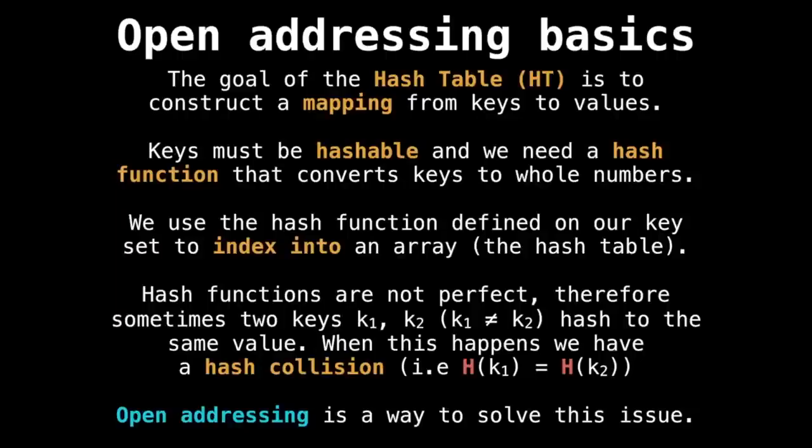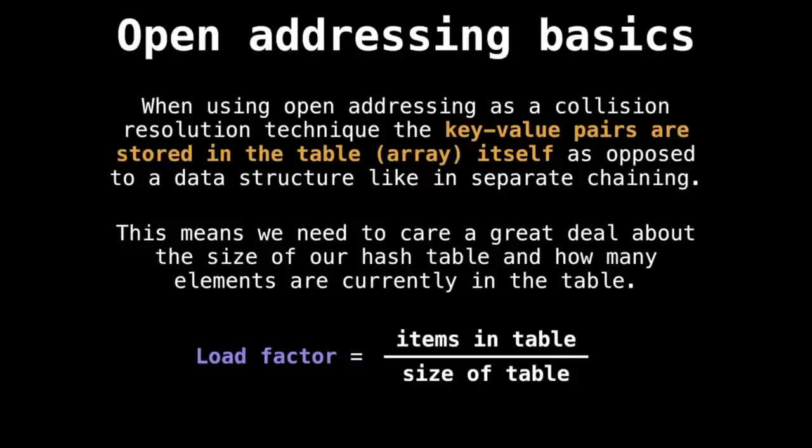That is, two keys that hash to the same value. So we need a way to resolve this, and open addressing is a solution for that. Alright, so when we're going to be using the open addressing collision resolution technique, the one thing you need to keep in mind is the actual key value pairs themselves are going to be stored in the table itself.